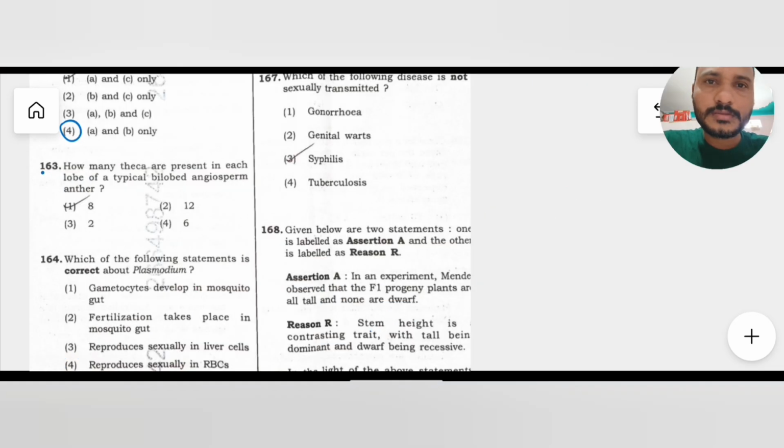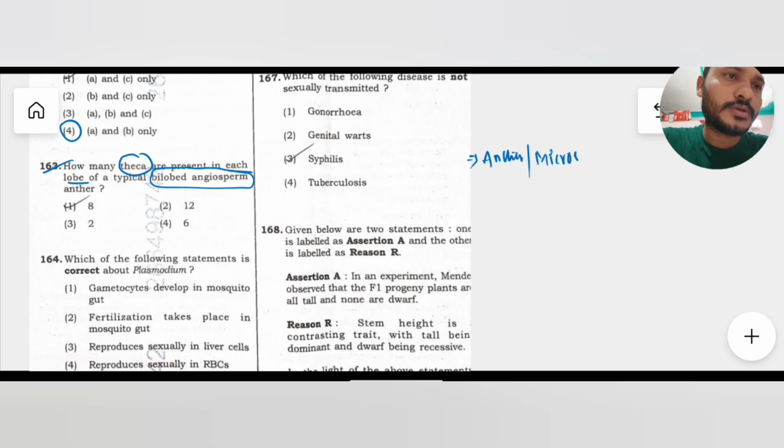Next one, 163. How many thecae are present in each lobe of a typical bilobed angiosperm anther? This question is framed from sexual reproduction in flowering plants, focusing on anther anatomy. Anthers are also called microsporangia. The anther is a part of the male reproductive organ, that is, the stamen. Generally, a stamen looks like this.